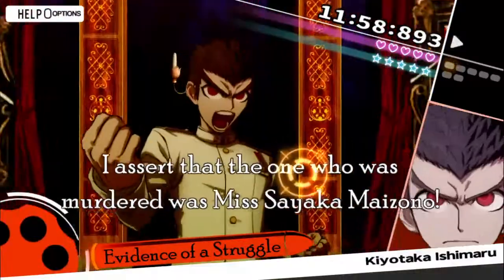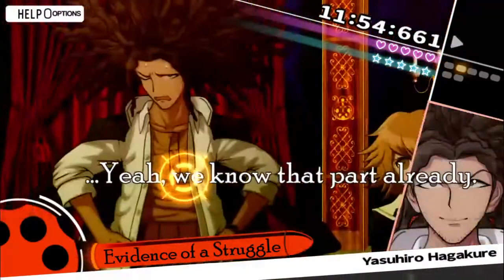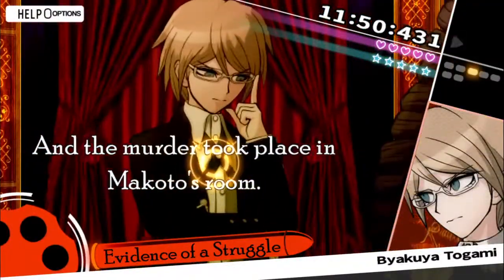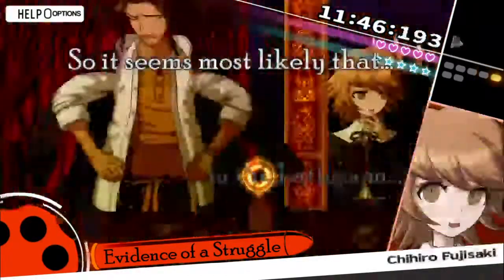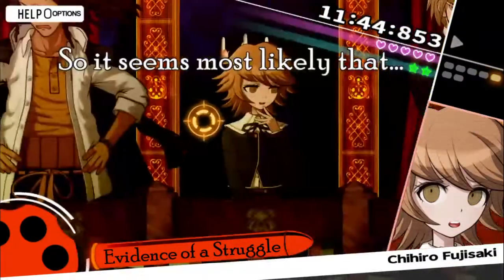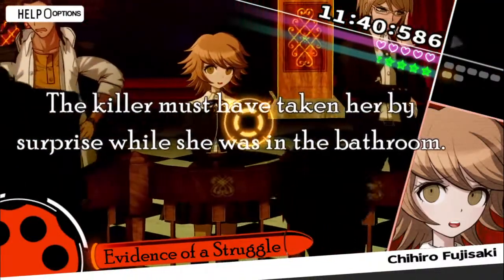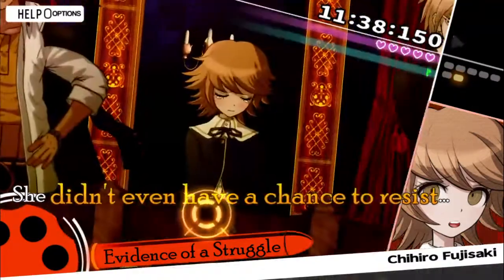I assert that the one who was murdered was Miss Sayaka Maizono! Yeah, we know that part already. And the murder took place in Makoto's room. In the bathroom. So it seems most likely that the killer must have taken her by surprise while she was in the bathroom. She didn't even have a chance to resist.